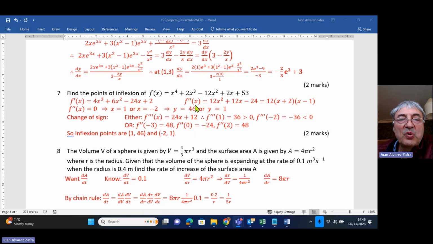And if we want to know the coordinates of the points, we substitute x is 1 into the original to get y is 46, and x is minus 2 to get y is 1. And these are two candidate points for points of inflection.